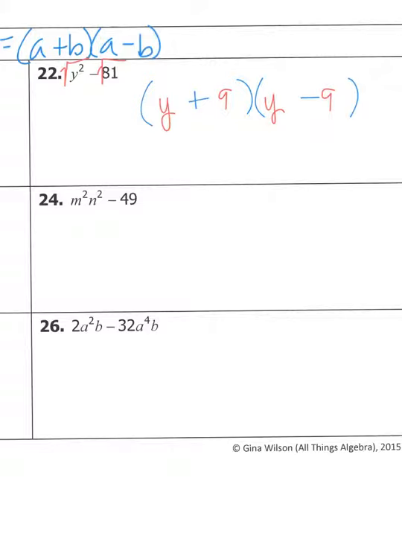Okay, so what I want you to do is try to factor this one and then factor this one. So pause the video and factor 24 and 26.